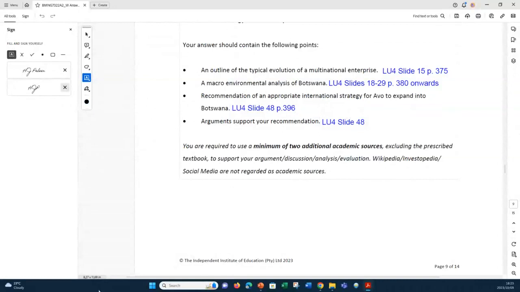Right, and then arguments to support your recommendation. So in terms of the arguments, remember, it's integrating those two bits. Don't just look at this one here. Try and remember that it's going to be a combination of the macro-environmental analysis as well as what the app offers its users. And to me, you would use a combination of those two in terms of arguing your recommendation.